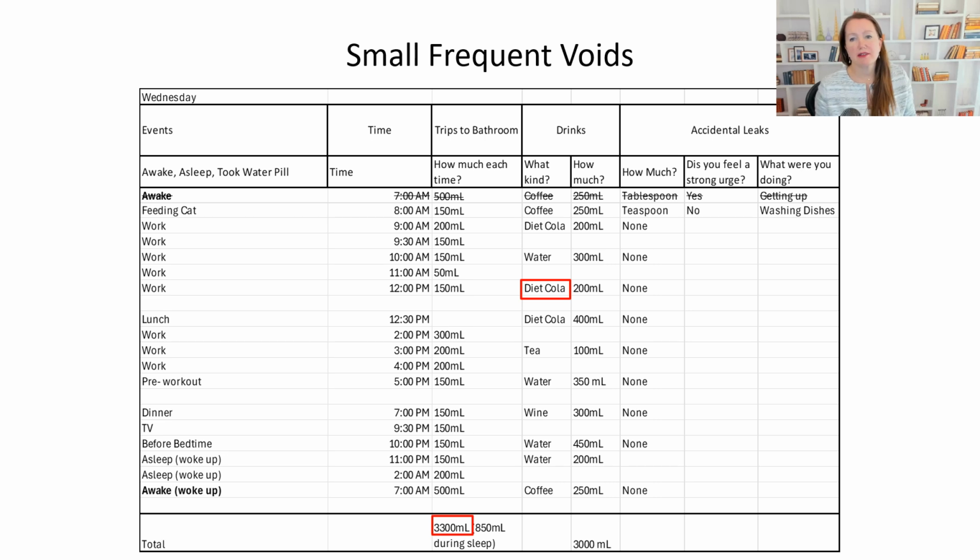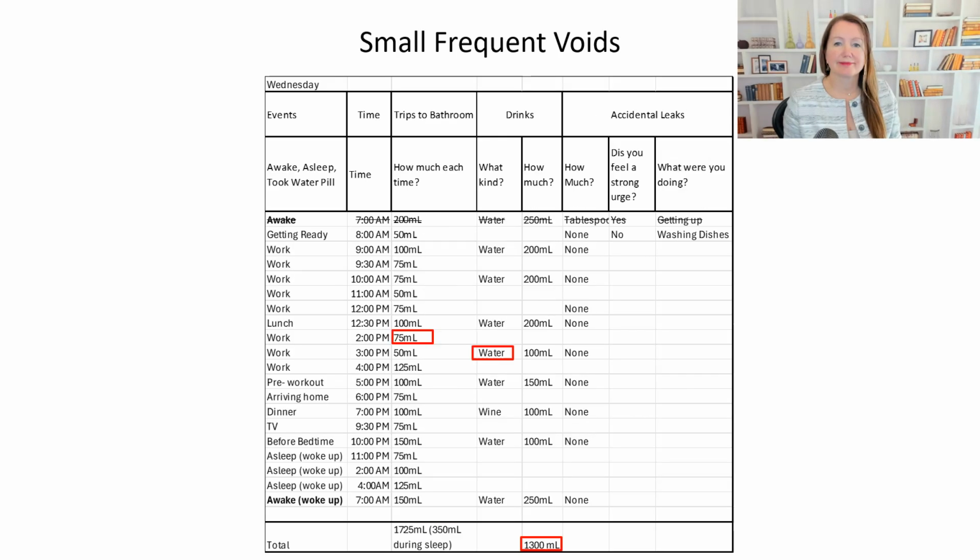So this voiding diary shows frequent voids. If yours looks like this, the most important thing to notice is how much coffee, diet cola, tea, and wine this person is drinking. Those are all known bladder irritants. They're also drinking high volumes of fluid, a total of 3,000 milliliters, 3 liters. Notice if you're eating watermelon or boiled broccoli or soup because this increases the fluid for the day. And this person might be cured by simply changing what they are drinking.